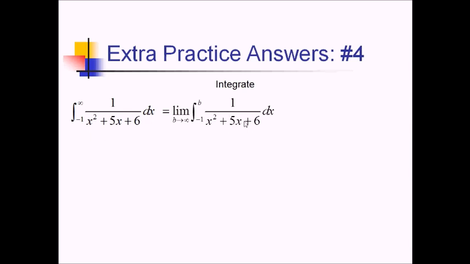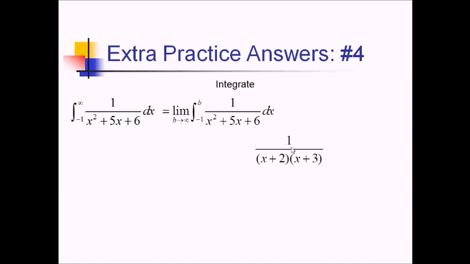Well, to integrate this, let me go ahead and try factoring this. I mean, there's nothing else I can do. Substitution's not going to work. There's no way to simplify this. Really, it's partial fractions or nothing for this one. So let me split this up. This is really (x+2)(x+3). And it's worth noting that this has discontinuities at negative 2 and negative 3, but that actually doesn't have any bearing on this problem because it's negative 1 to infinity that we're doing for our limits of integration.